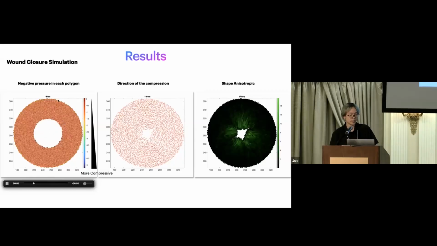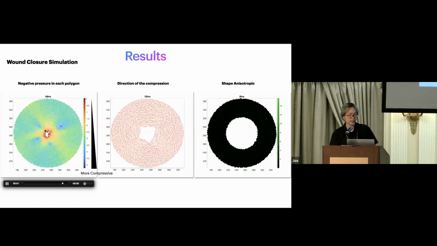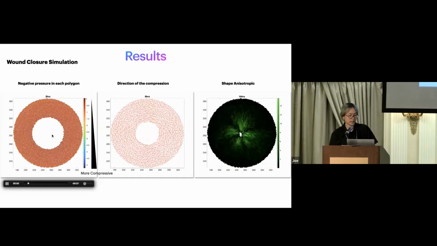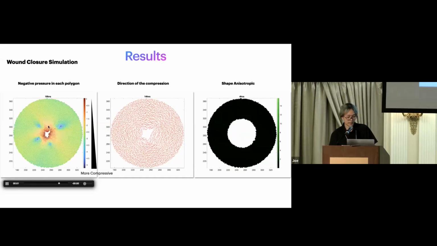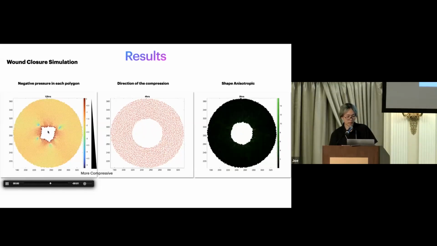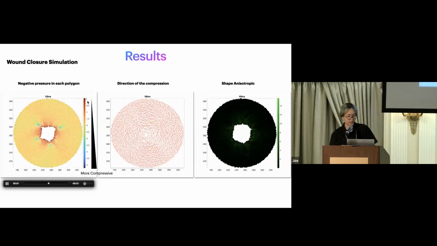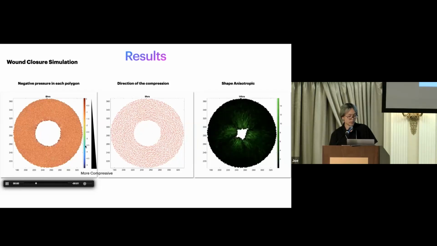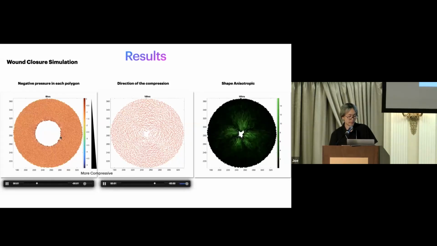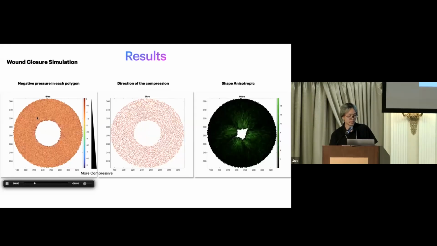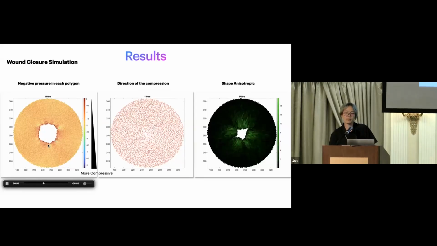And then the color here is representing the negative pressure for each polygon. And interestingly, the front part of the wound when it's closing is more red. So basically, it means that it's not compressive. But the other layers of the wound are more compressive. And you can see there's some really blue area. That is what we call the buckling effect.